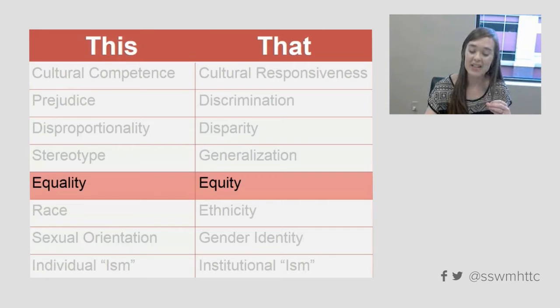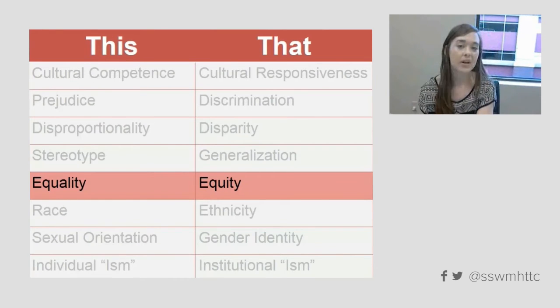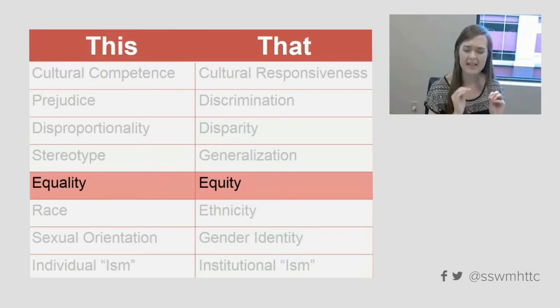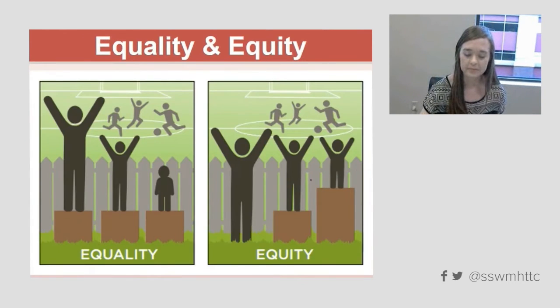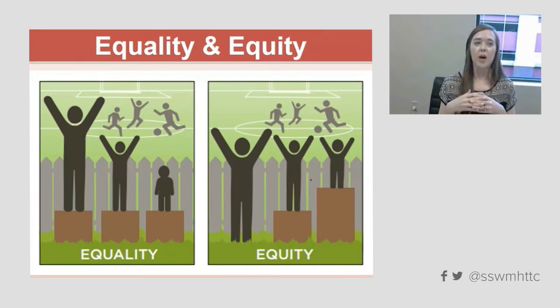And again, this is one of those things where we're not saying that equity is the word and equality is bad, taboo, no one says equality anymore. No. But they are different concepts, okay? So equality was an incredibly important concept, continues to be an incredibly important concept.